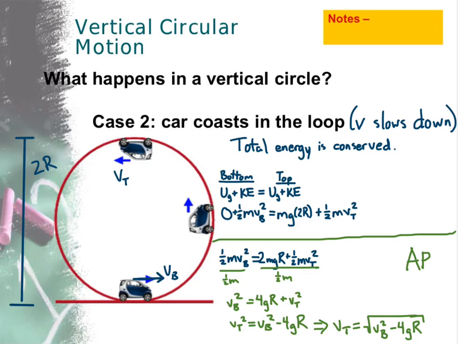And of course, all of that's assuming that the loop-de-loop is frictionless. If you had friction there, then you would have to account for that somehow, and that would be a more complex problem.